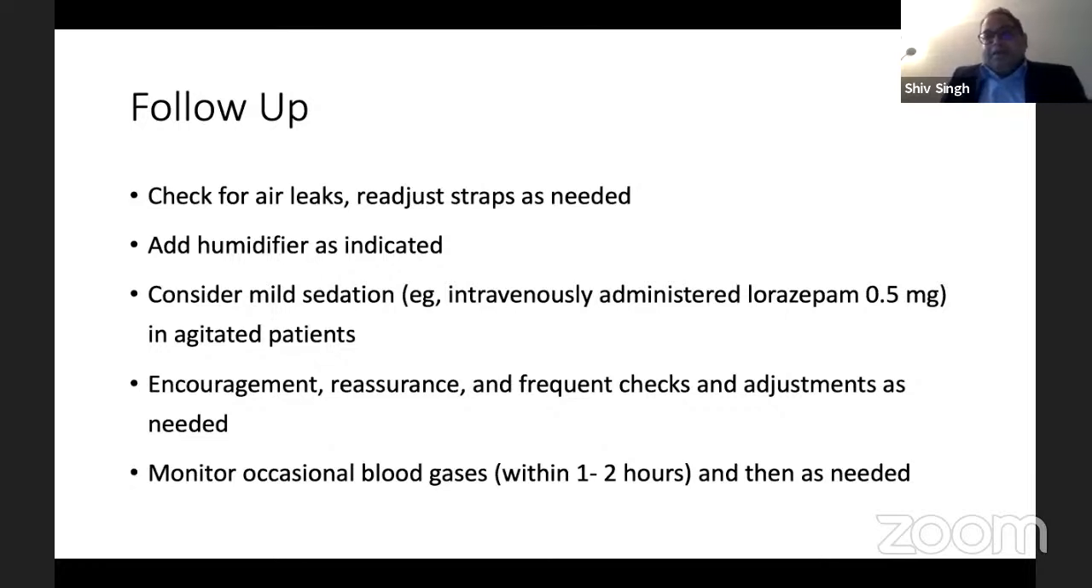It is a lot more labor intensive because you require frequent checks. And you also need to keep adjusting the ventilator settings depending on your parameters. Blood gases, the first blood gases need to be monitored within an hour or two, and then you can monitor them as per the patient's response to your treatment.